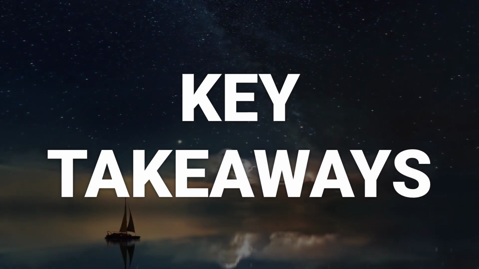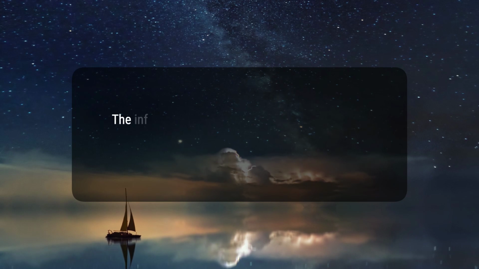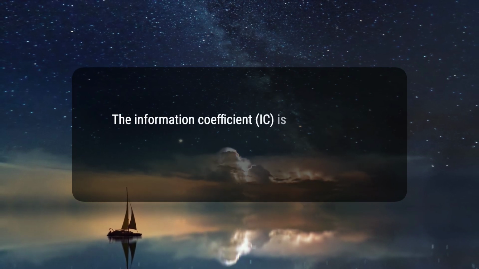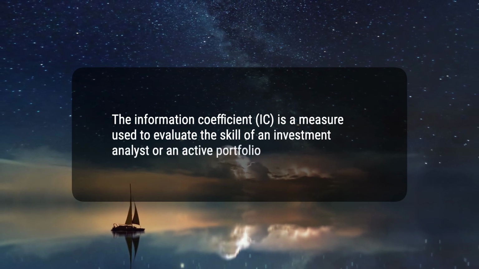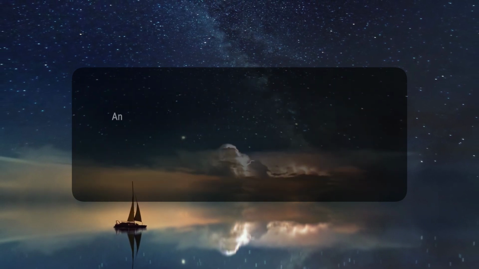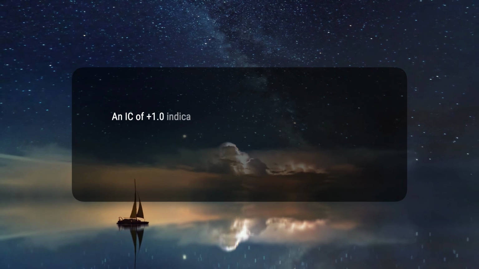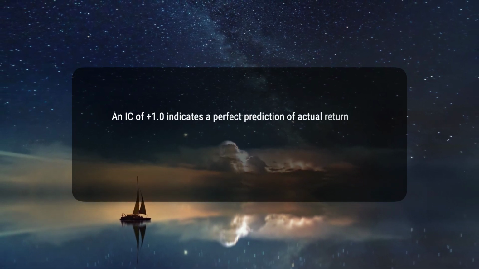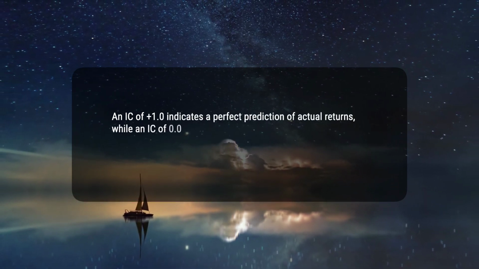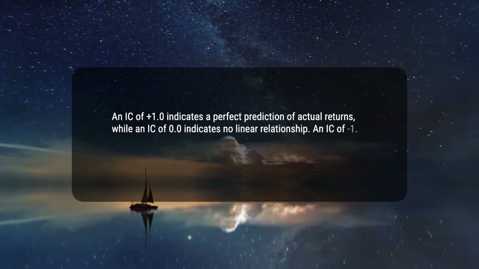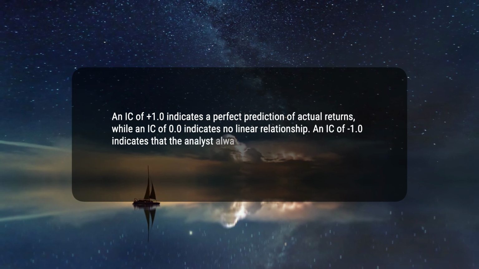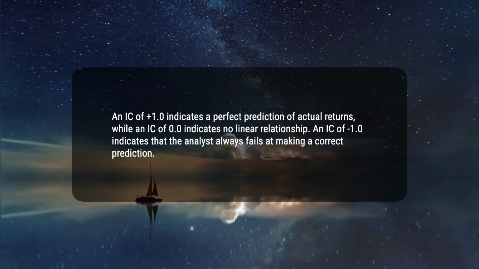Here are 3 key takeaways. 1. The information coefficient, IC, is a measure used to evaluate the skill of an investment analyst or an active portfolio manager. 2. An IC of plus 1.0 indicates a perfect prediction of actual returns, while an IC of 0.0 indicates no linear relationship. An IC of minus 1.0 indicates that the analyst always fails at making a correct prediction.